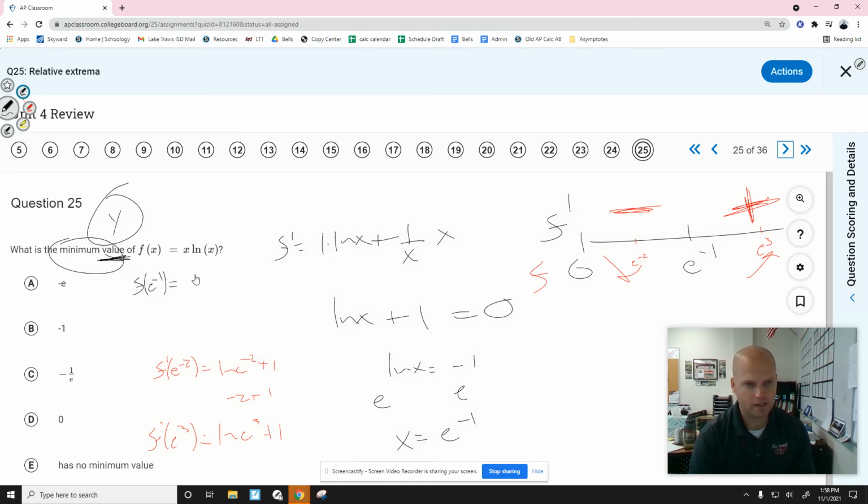So I need to find e to the negative first plugged into the original equation. Negative e to the negative first, negative 1 over e. Very probably the same as what you would have selected if you didn't read carefully and said, not what is the location, x-coordinate location, but what is the value.